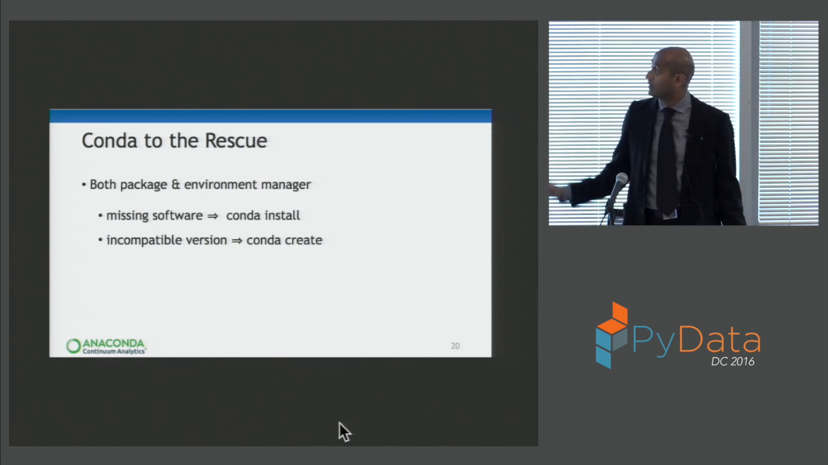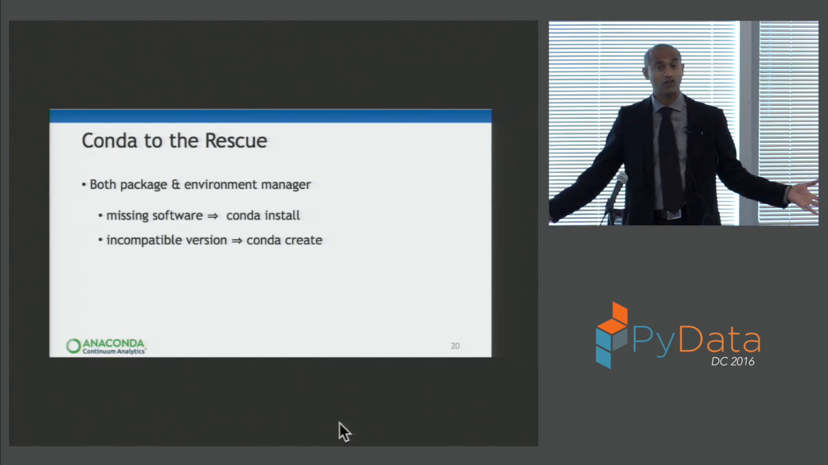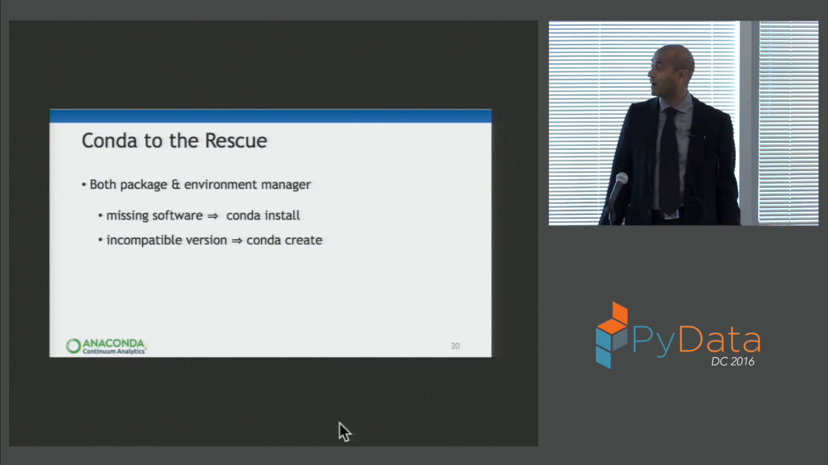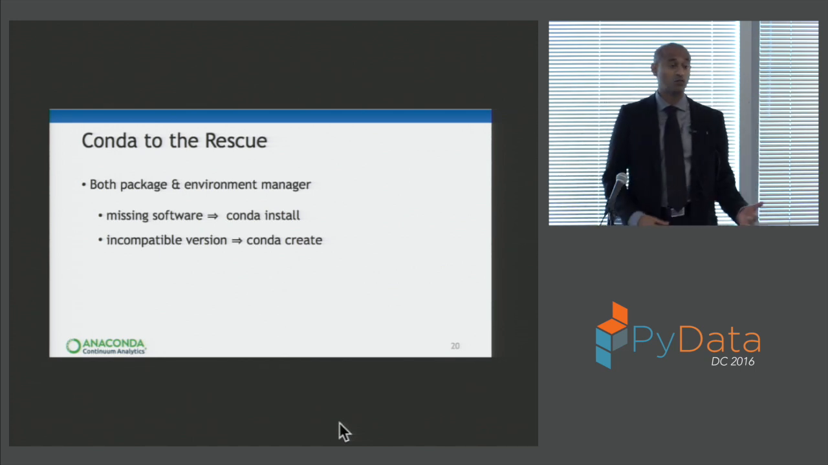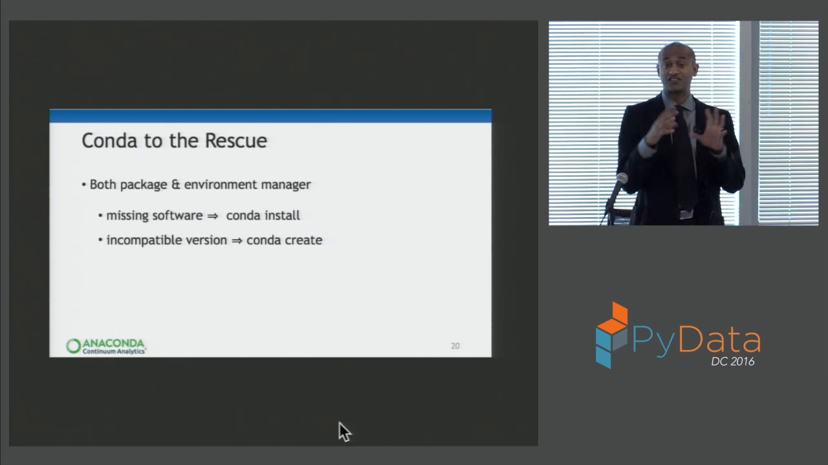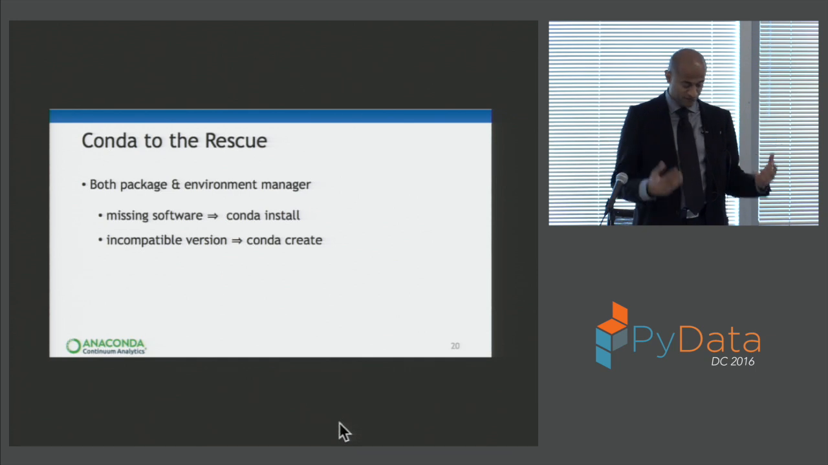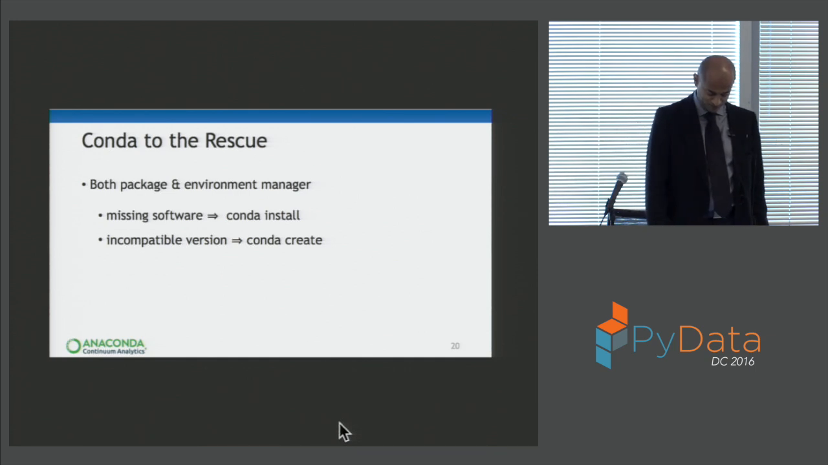There's a command, conda install, that we would use to install libraries, to install Python, R, various other kinds of things when we need them. And for the incompatible version problem, we use conda create to create environments that allow us to sandbox different versions of things for later consumption.